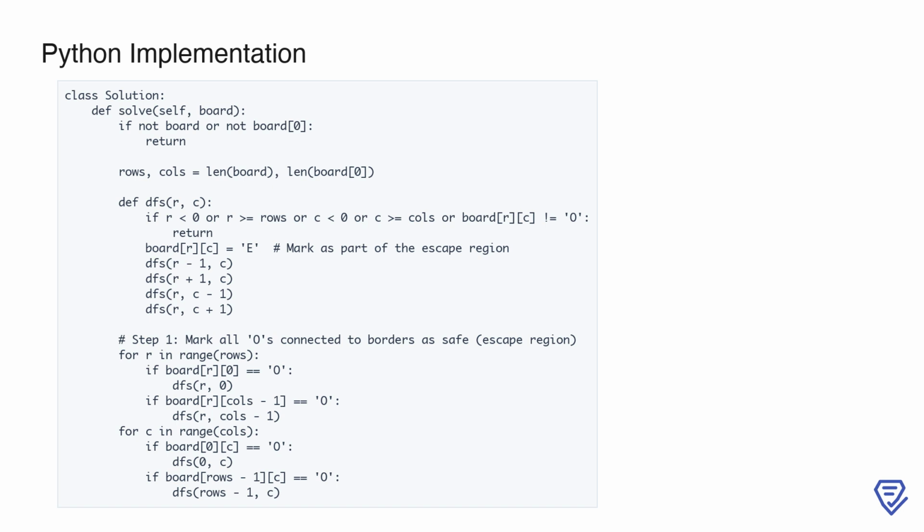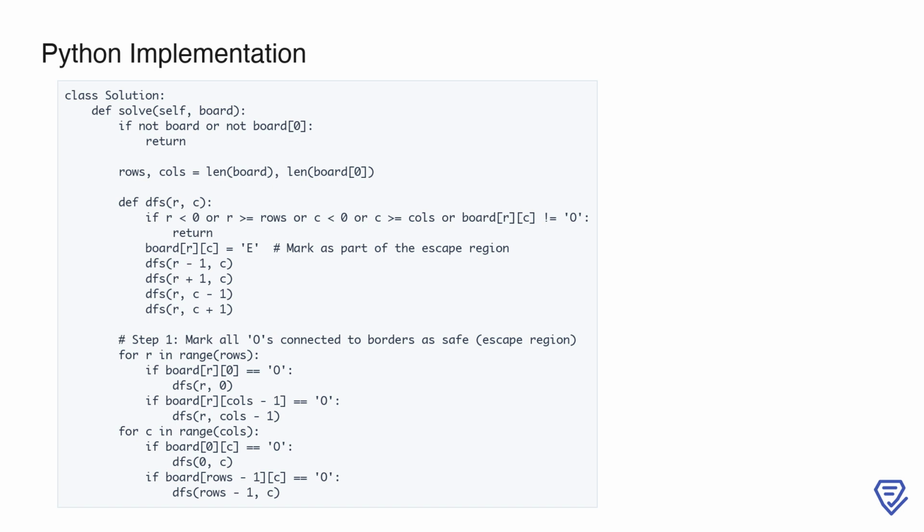Here, we start by defining the solve method inside our solution class. This method takes the board as input. Before diving into the logic, we handle an edge case. If the board is empty or contains no rows, we simply return since there's nothing to process. Next, we determine the number of rows and columns in the board, as this will help us navigate through it.